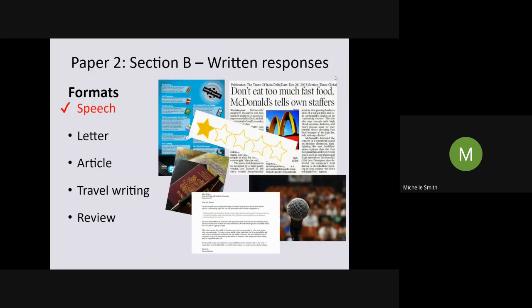Okay, so section B of paper 2 tests your ability to write transactional pieces of writing, so basically non-fiction texts. Now, these are the most common things that you are asked to write in the EDUQAS exam: a speech, a letter, an article, travel writings appeared before, and also reviews. Okay, so we've got a couple of images of those things on here. The one that we're going to do today is the speech. So let's have a look.